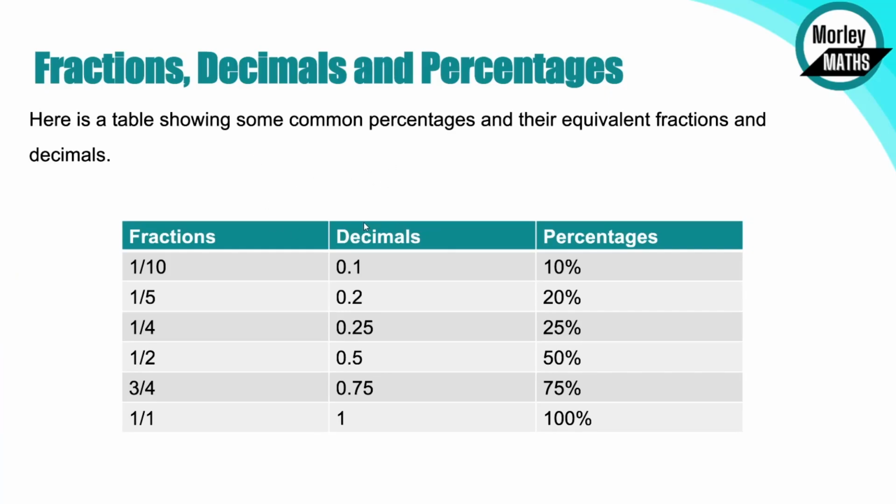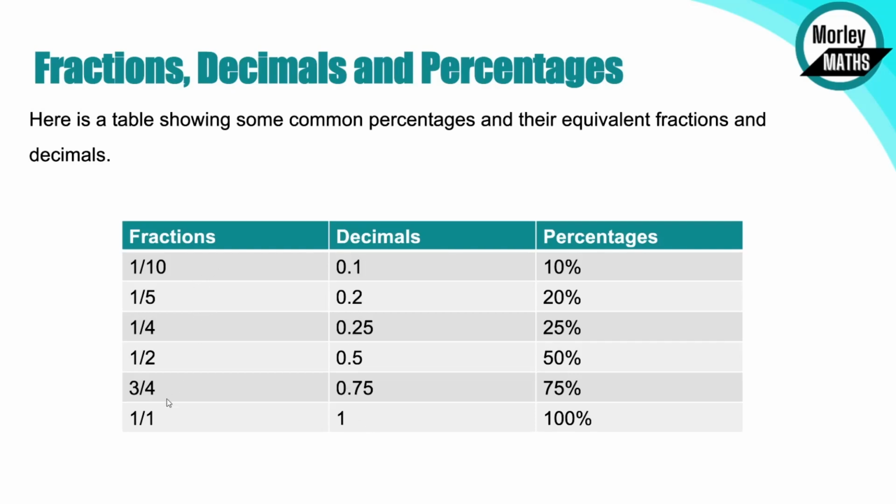Okay, so here we've got a table. It's showing some common percentages, fractions, decimals and all the relevant equivalents. So here we've got the fraction 1/10, which is the same as 0.1 and 10%, 1/5, same as 0.2 and 20%, and so on and so on. All of these you'd be expected to know at level 2 functional skills without having to work them out.